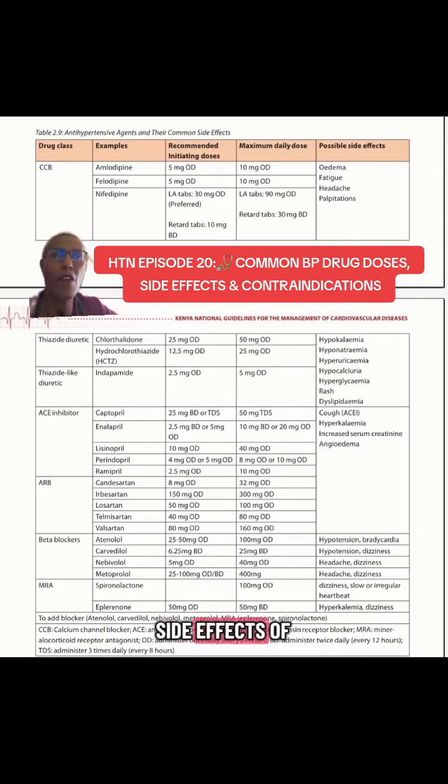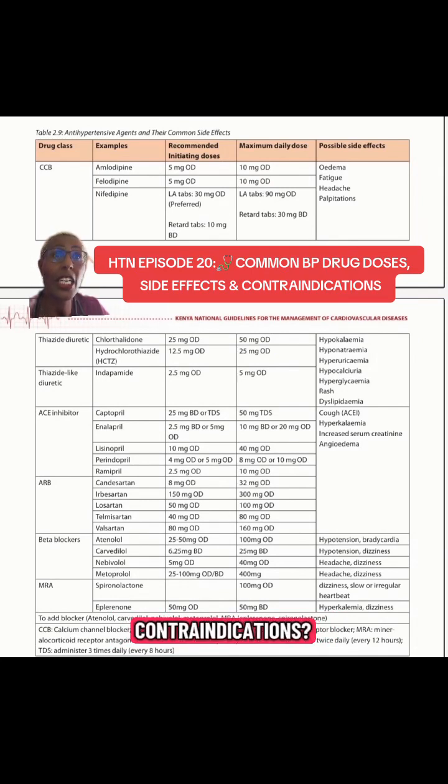What are the side effects of calcium channel blockers? You watch out for pedoedema. Patients may complain of headache and palpitations. Pedoedema and palpitations are more common especially with nifedipine. Remember, the edema is dose dependent, and combination of CCBs with ARBs reduces the edema. So note, for CCBs, watch out for pedoedema and also palpitations, and these are more with nifedipine.